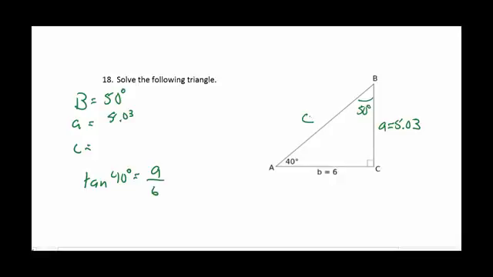All right, then there's C, and so C with respect to B is actually cosine. So cosine of 40 degrees is 6 over C. And so I actually want to do 6 over the cosine of 40 to get C. So I want to divide those two. So 6 divided by cosine 40. And I get 7.83.